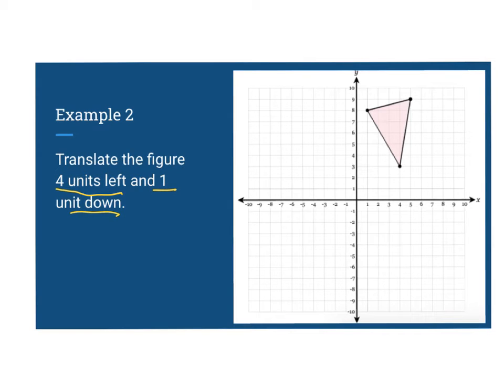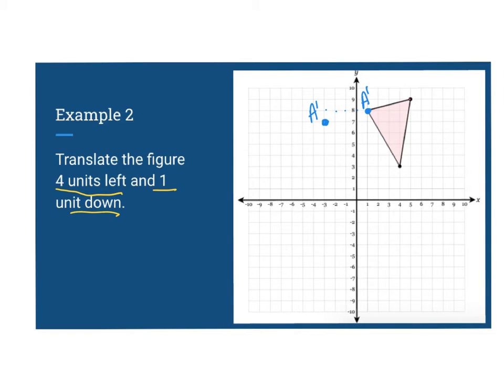So I'm going to start with this point here, and I'm going to count 4 left. So that's 1, 2, 3, 4, and 1 down. And that's where our point is now going to end up. And if you want to label this as A, and that's A prime, that's completely okay.